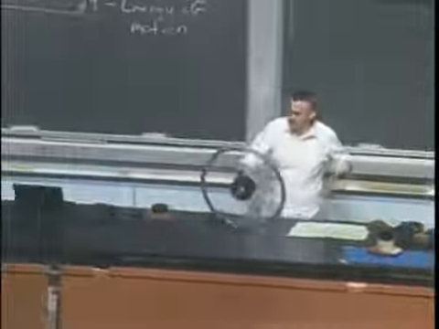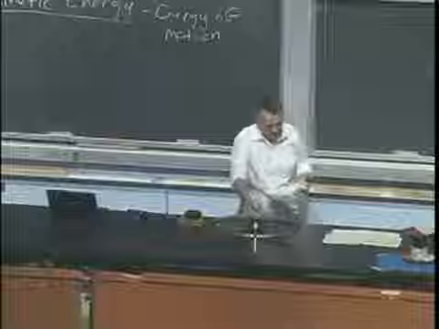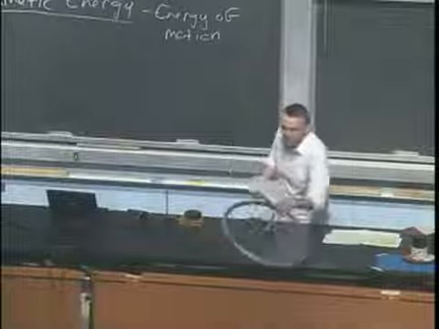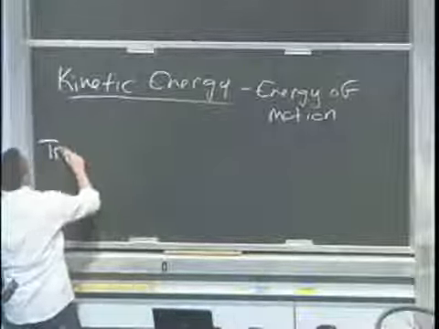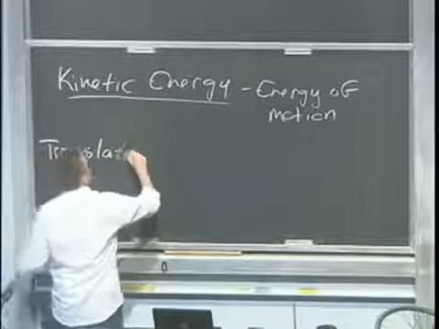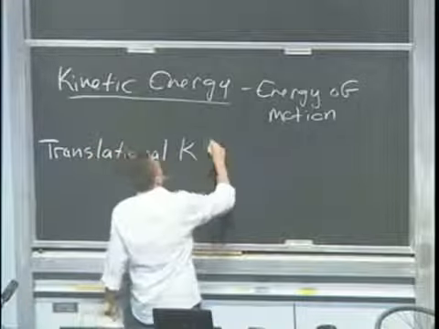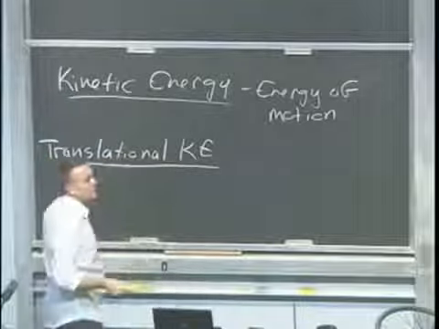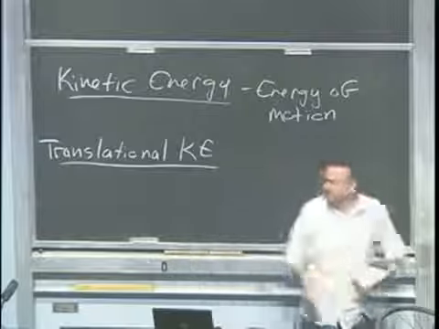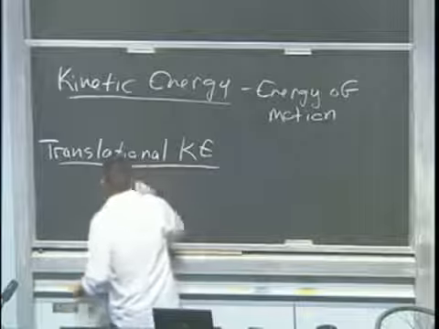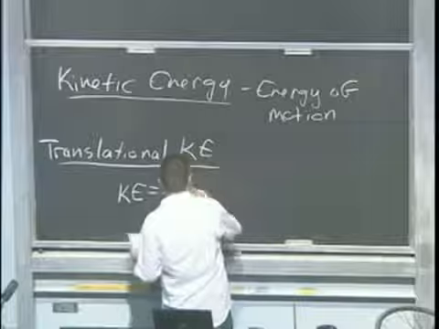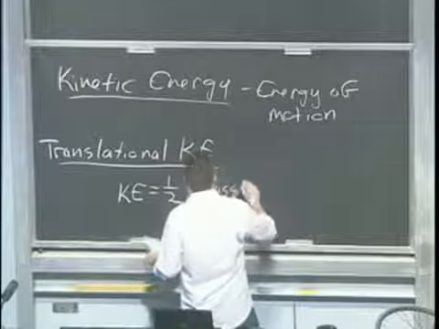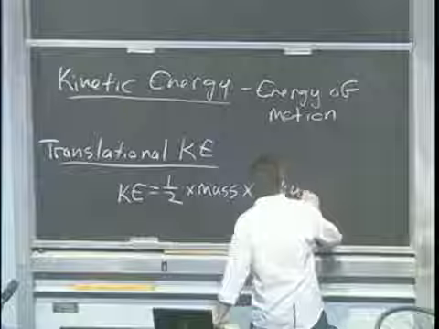Okay, let's just write down the formulas for those two so we can understand a little better how they scale. So for translational kinetic energy, we have the formula that the kinetic energy is equal to 1/2 times the mass times the square of the speed.